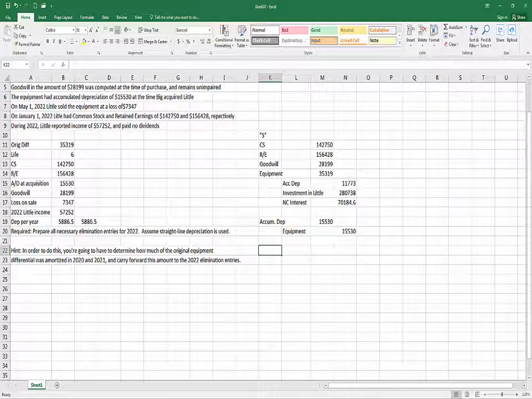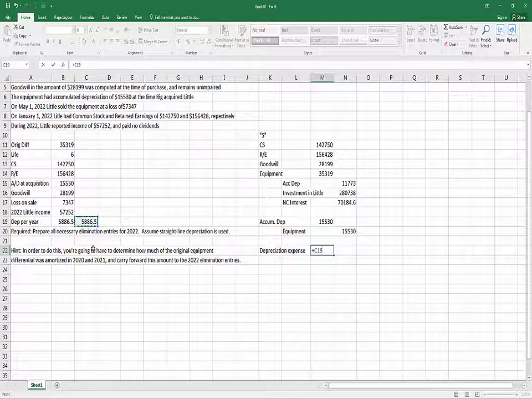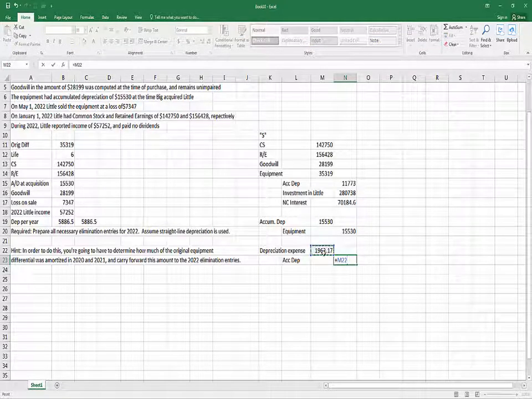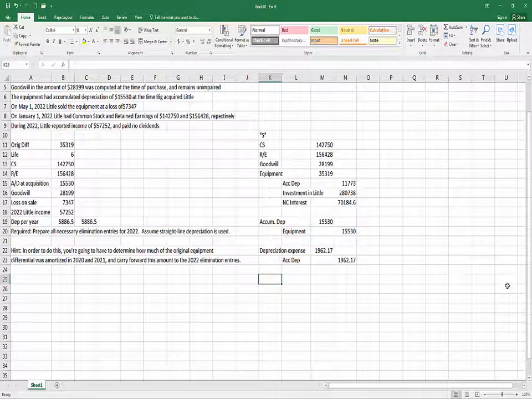Okay, now we need to do our depreciation for the year. Now here's where you need to be a little bit careful. The annual depreciation is $5,886.50. We're only taking depreciation for January, February, March, and April, 4/12ths of a year. 4/12ths being the same thing as 1/3, obviously. So 1/3 of that, and we're good. Again, that's 1/3 the annual depreciation.